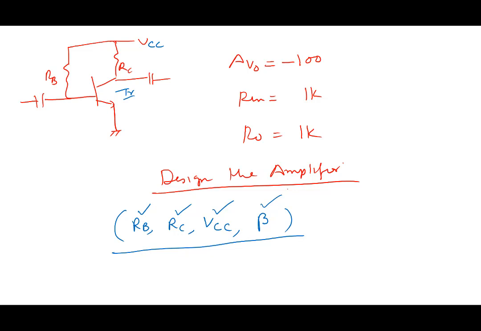Correct? You have all the equations with you. You have the equation for AV0, you have the equation for Rn, you have the equation for R0. All the equations are available, and you should be able to do all of these things that you see. So do this design as a homework problem here.